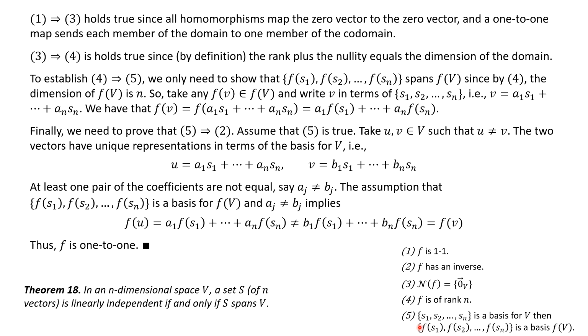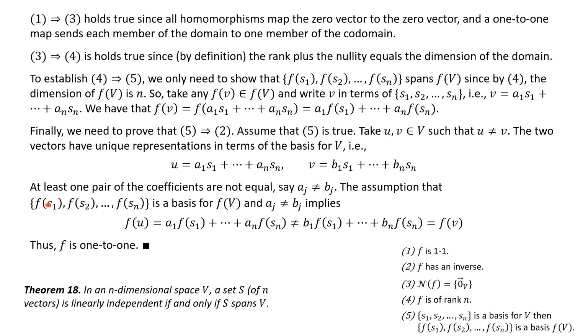Okay, so finally we need to show that 5 implies 2. So assume 5 is true. Take u and v, small u and v, in vector space V such that u does not equal v. The two vectors have unique representations in terms of the basis of V. That's an implication of a basis. So we have these two vectors written in terms of the basis, and since they're not equal, it means at least one of the pairs of coefficients is not equal. We'll just say aj does not equal bj.